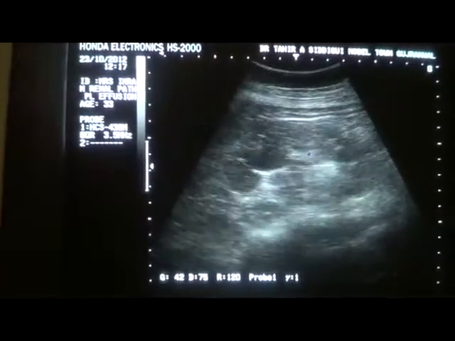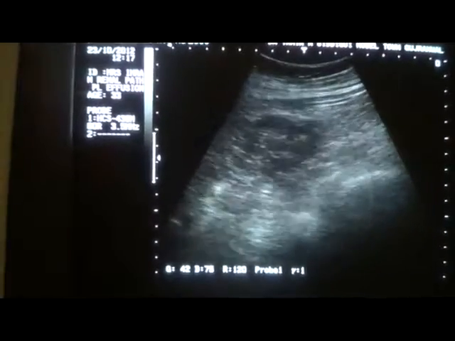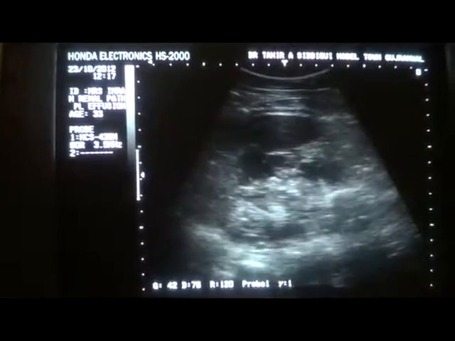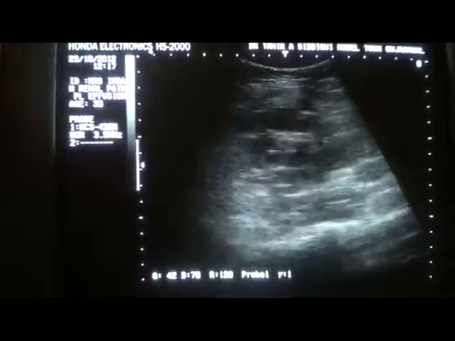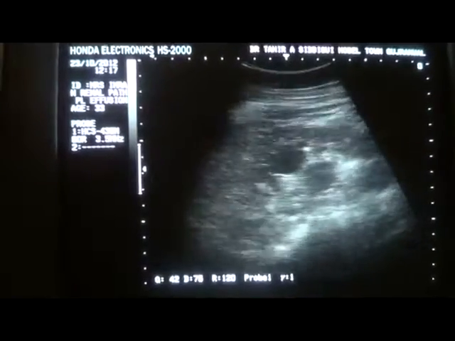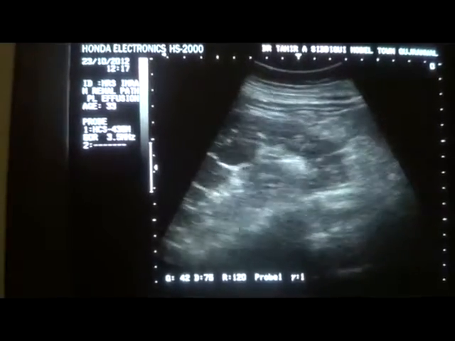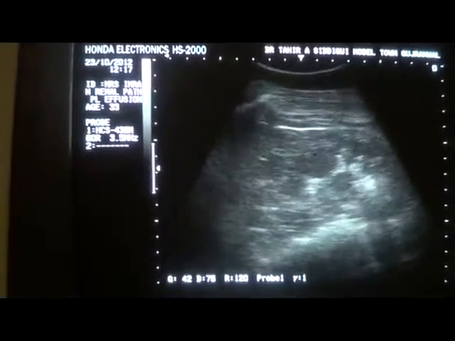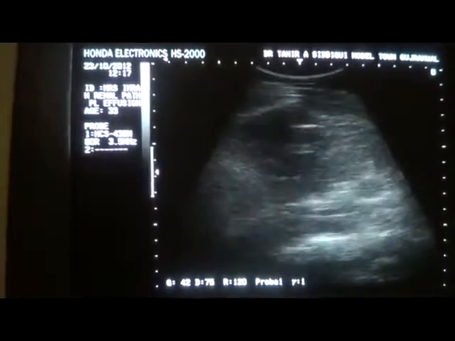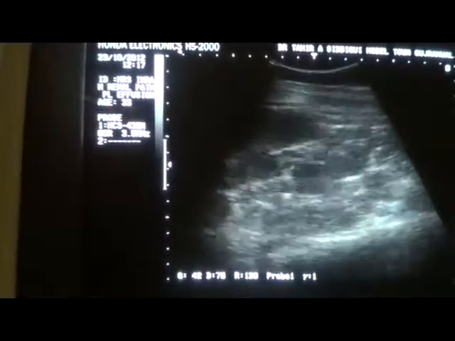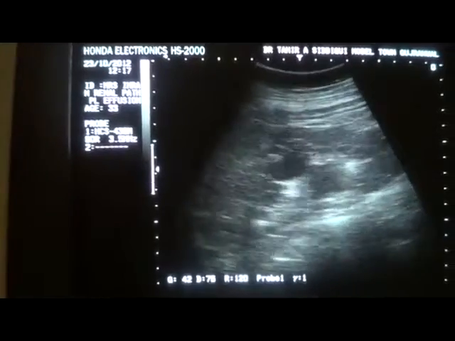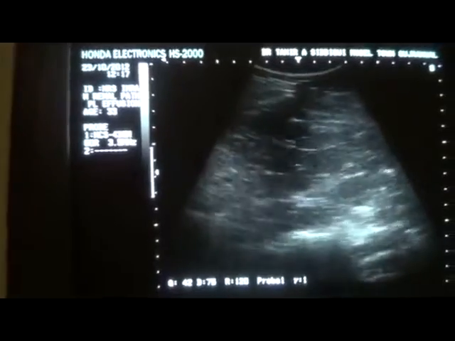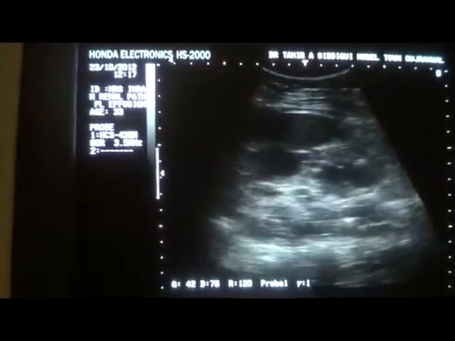So both kidneys have the same appearance and shape: multiple uncountable cysts of variable size and shape with internal calculi, maintained parenchymal thickness, with loss of the central sinus complex as well as the corticomedullary differentiation at all levels.